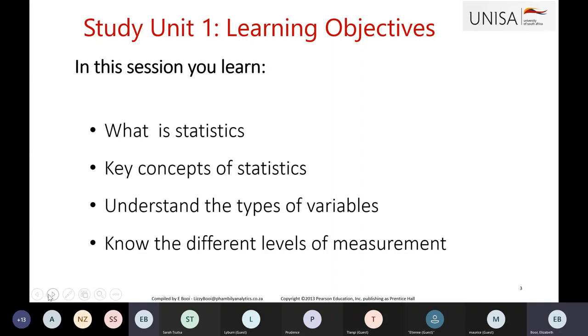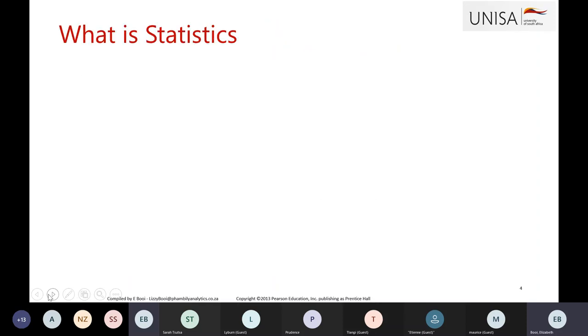So tonight, by the end of the session, you should be able to learn what is statistics, the key concepts within statistics, understand the types of variables, and know the different levels of measurement. So what is statistics?